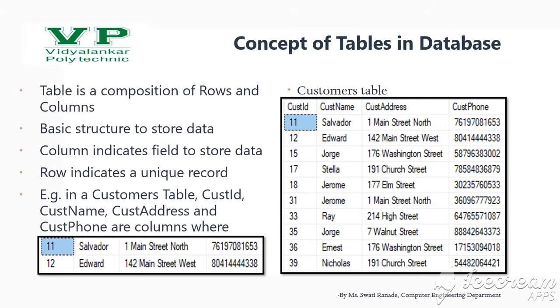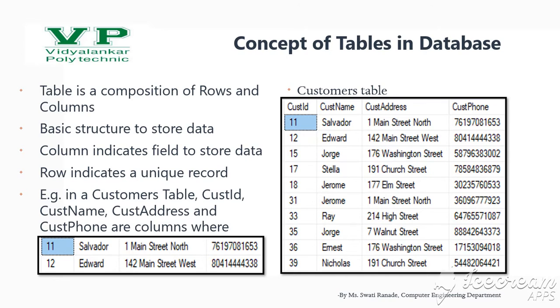So let's discuss about table. Table is a composition of rows and columns, or we can say it's a very basic structure to store data, where column indicates field to store data and row indicates the actual contents of a table. So here I have taken one example of a customers table where you can see various columns like customer ID, customer name, customer address and customer phone number, and every column has some data.